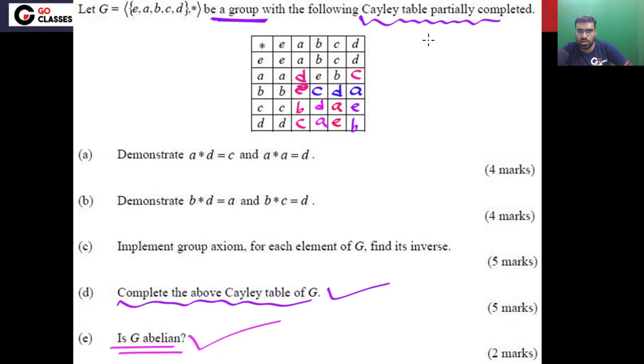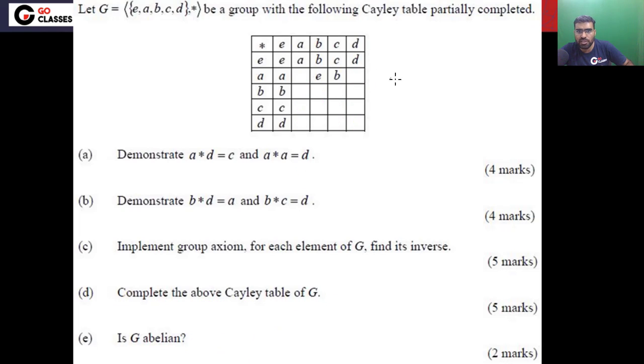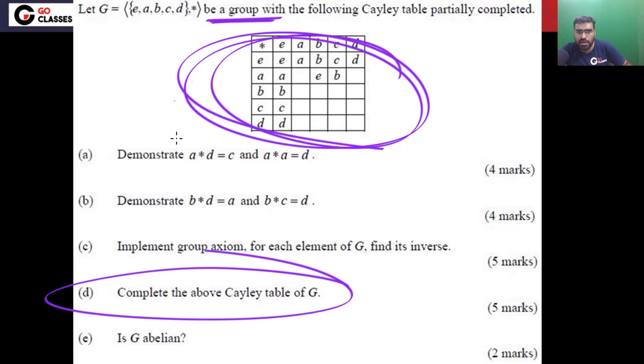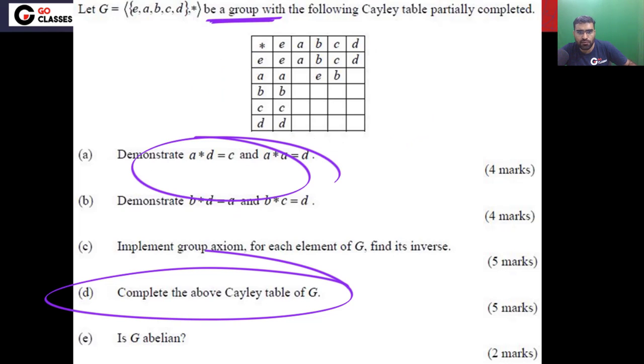In this question you can notice a partially completed Cayley table was given to us, and from this partially completed table we created the complete table. Using the properties of a group, we completed this table, and then we found the answers for the remaining questions. So this is a very important question.